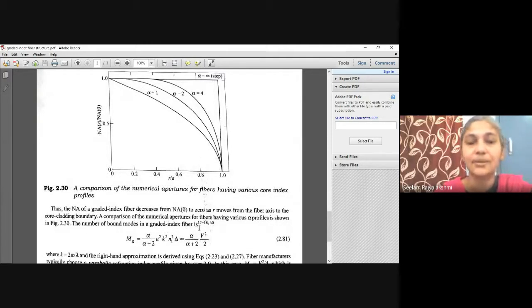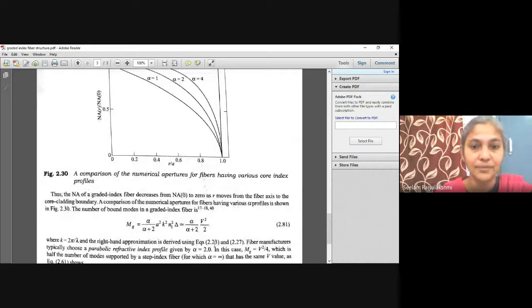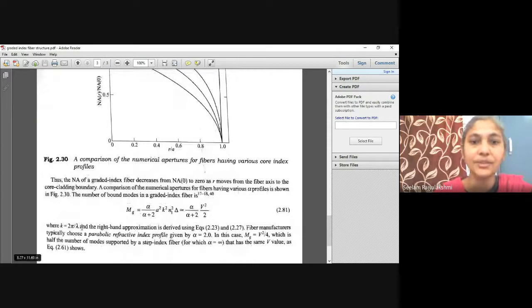The number of bound modes in a graded index fiber is given as Mg = α/(α+2) a² k² n1² Δ, which is similar to α/(α+2) V²/2. Here k equals 2π/λ. By substituting all these values, we will obtain this one.